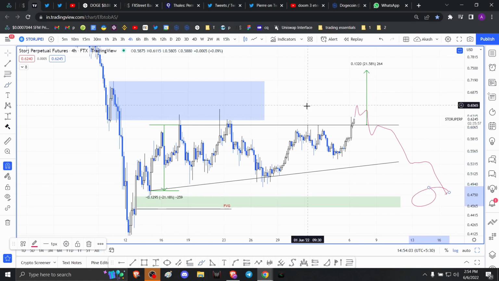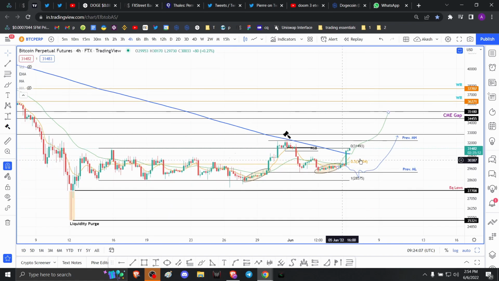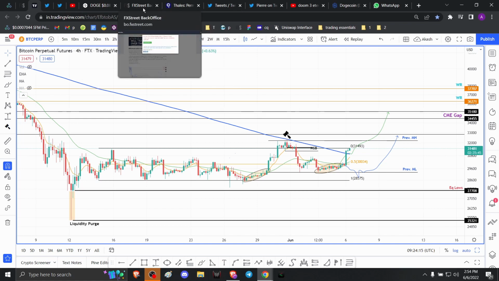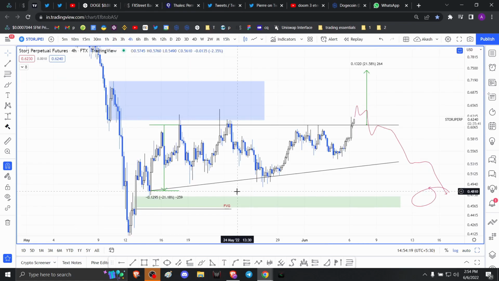But if you look at what Bitcoin's going to do this week or probably the next week, I'm expecting a sweep of the previous Monday's low, followed by a move up to the CME gap here at 35.1k. Now, with that in mind, right, a minor retracement followed by a swing up to 35k, right?